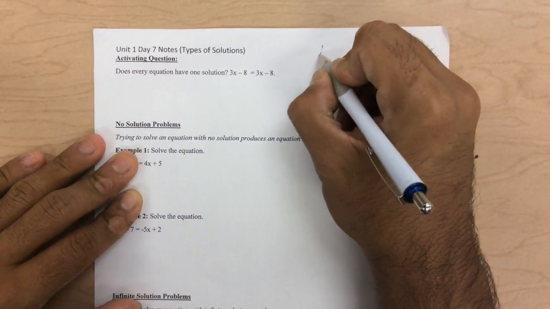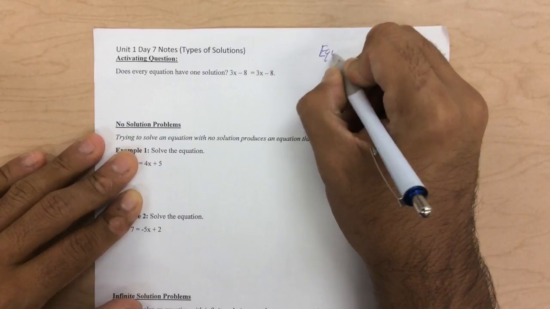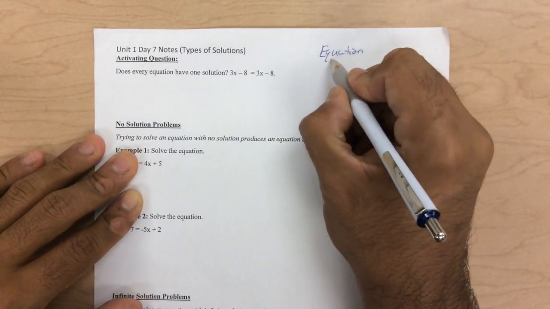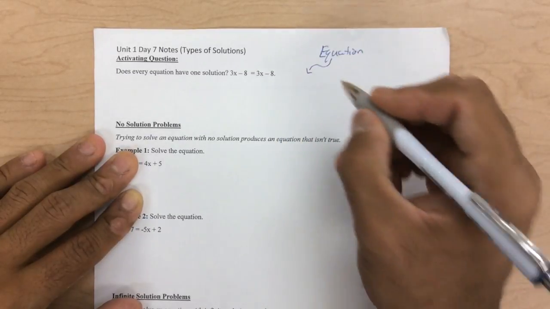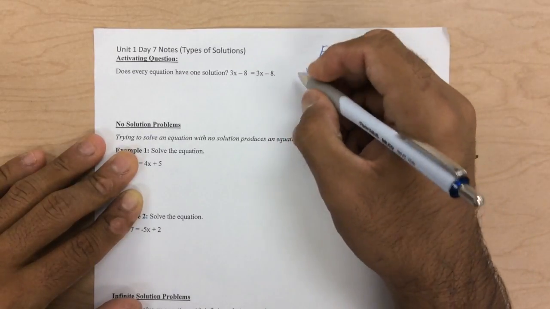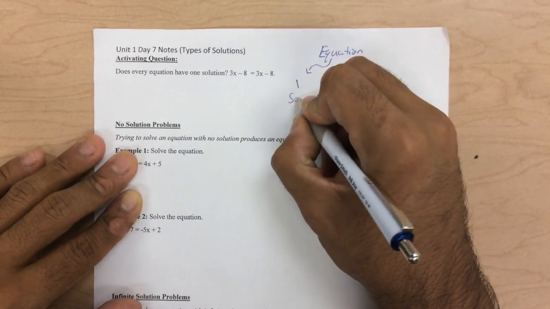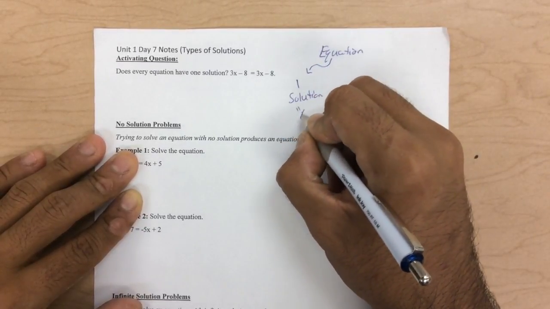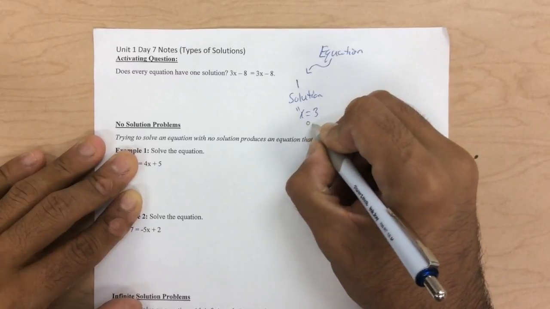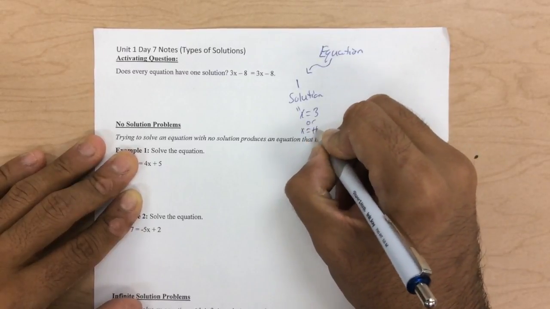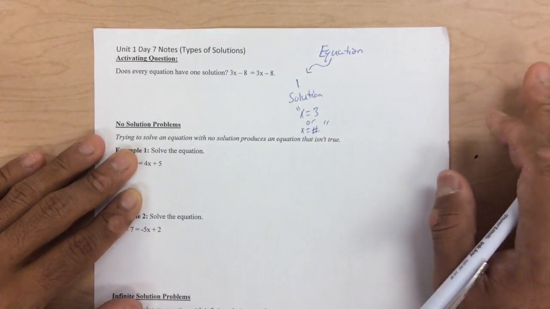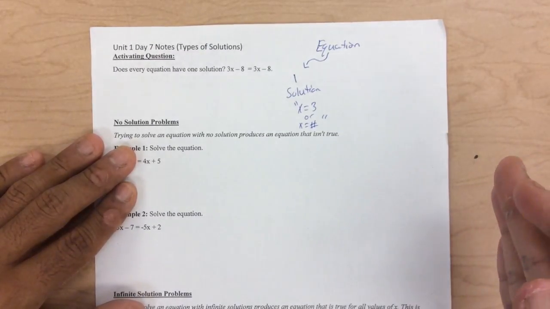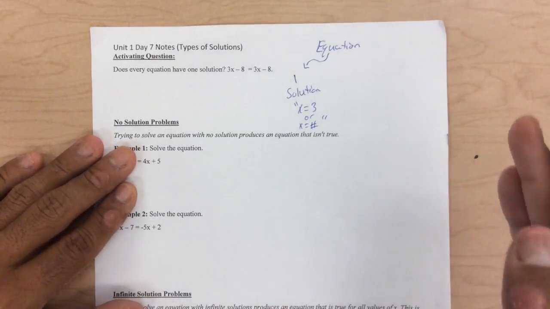Now, actually, when you're solving an equation, you can get three different types of answers. The first type of answer is the one we've been studying so far, one solution. So your answer will come out to be x equals 3, or x equals a number. Okay? We will get one answer. We're saying that this specific number works for a specific equation.